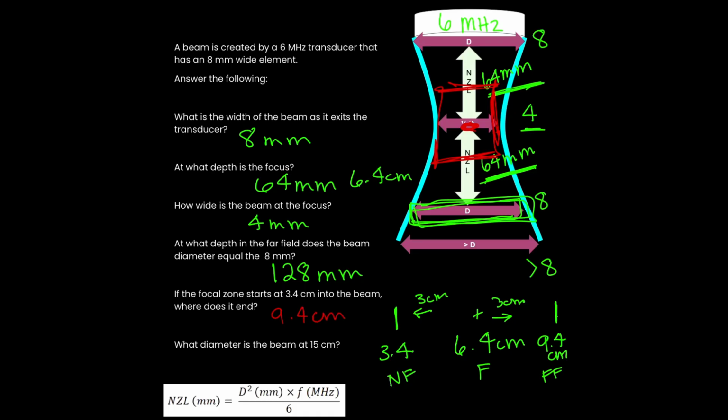And then our last question, what diameter is the beam at 15 centimeters? Again, we figured out that our 2 near zone lengths distance is 128 millimeters, or 12.8 centimeters into the body. That was the last step that we were able to calculate the beam width for. So now we know anything past 12.8 is just going to be greater than 8 millimeters.